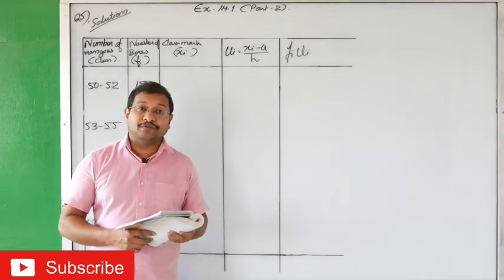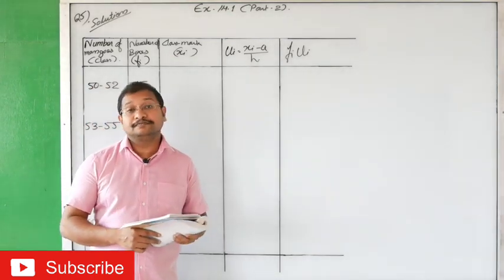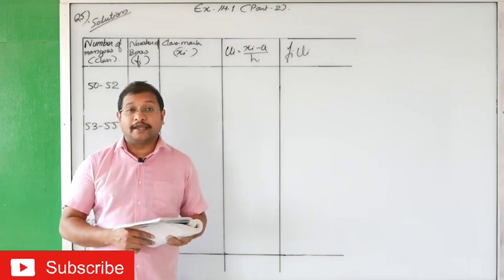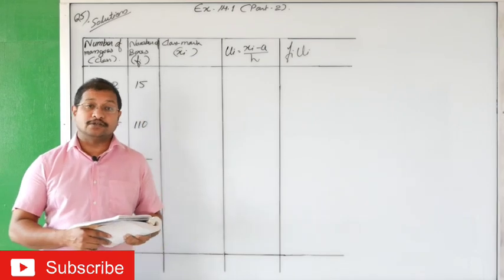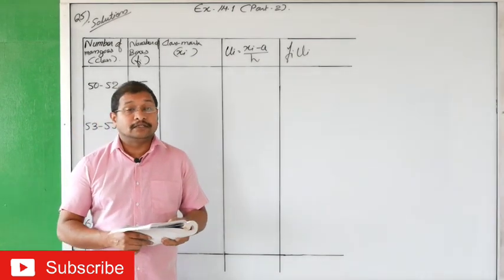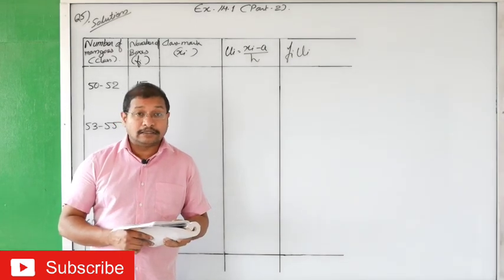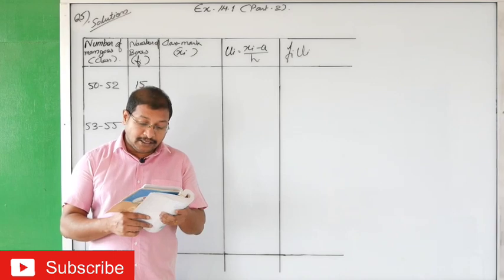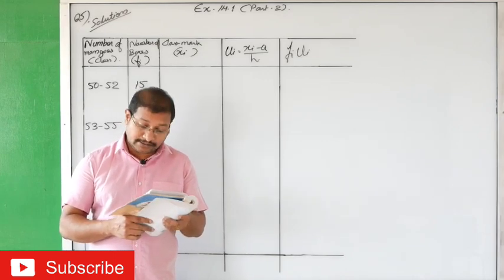Number of mangoes: 50 to 52, 53 to 55, 56 to 58, 59 to 61, 62 to 64. And the number of boxes is given: 15, 110, 135, 115, 25. Ready? Now find the mean number of mangoes kept in a packing box.